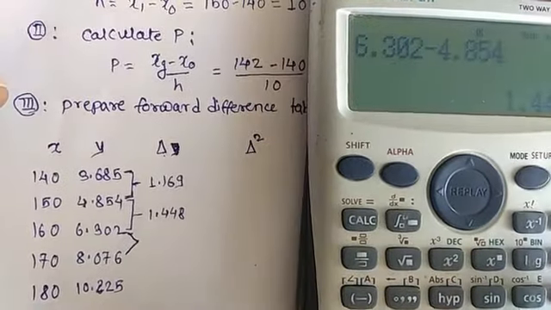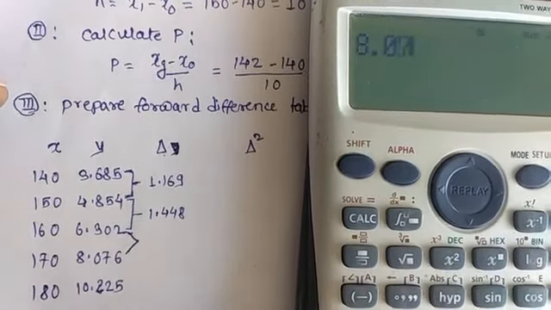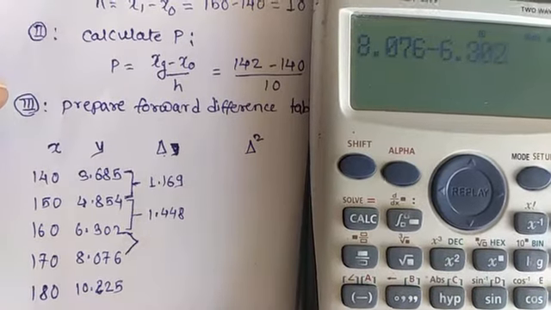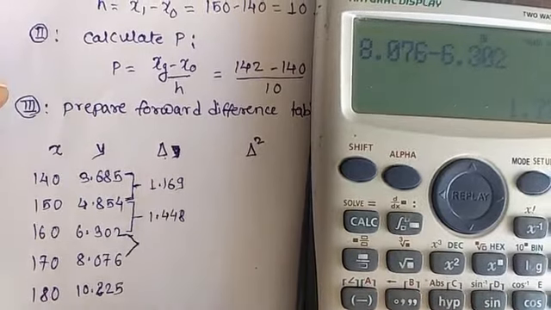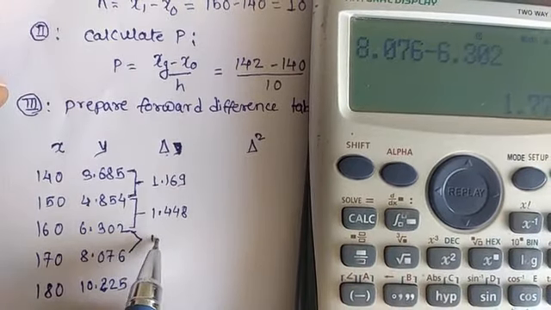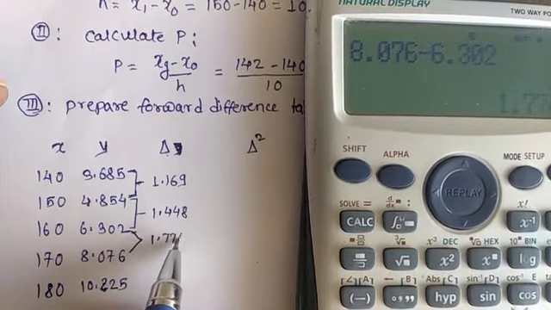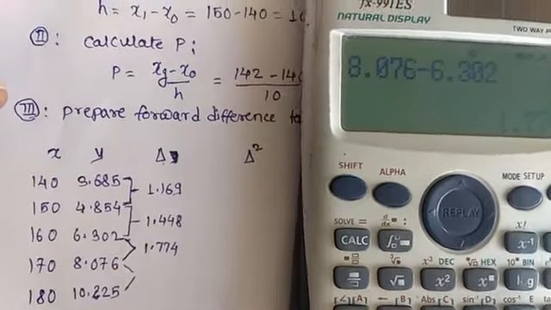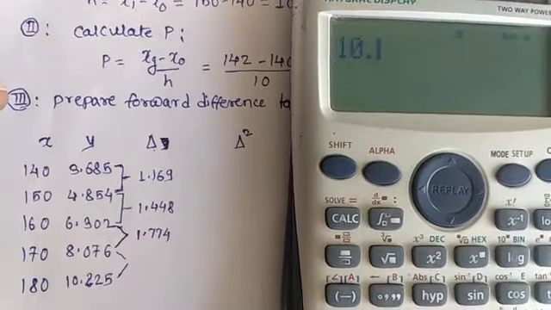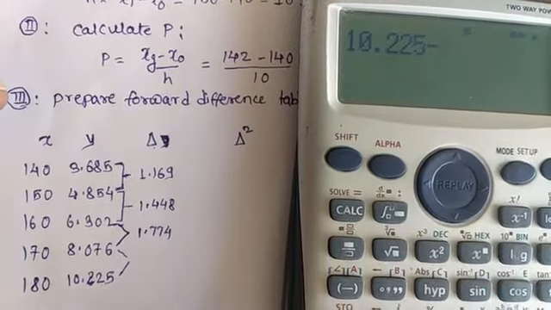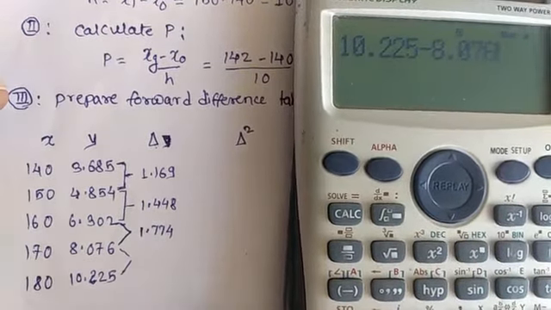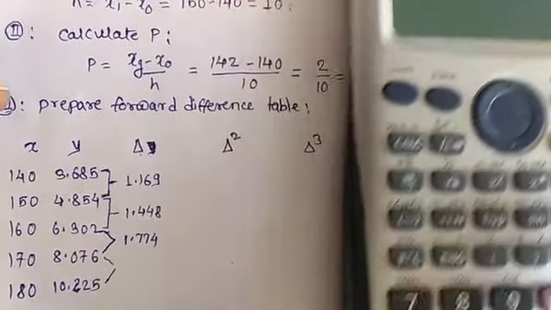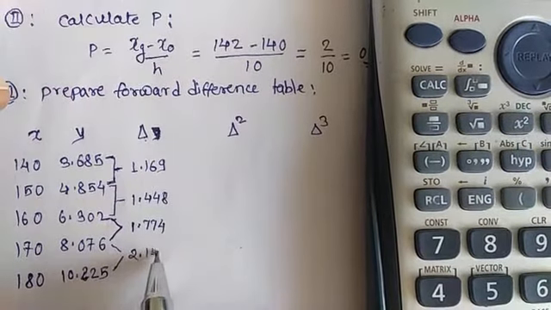Now the next value is 8.076 minus 6.302, so its calculation gives us 1.774, and the last difference is of these two values, 10.225 minus 8.076, which is equal to 2.149. Okay, so this difference is 2.149.